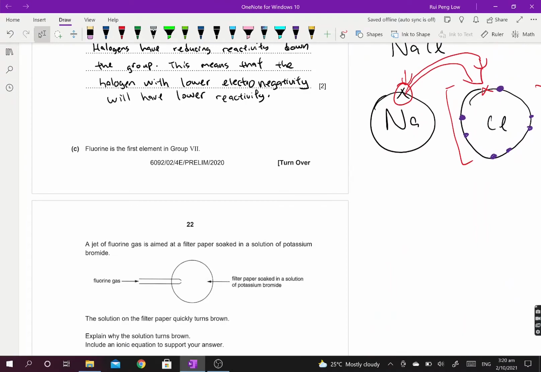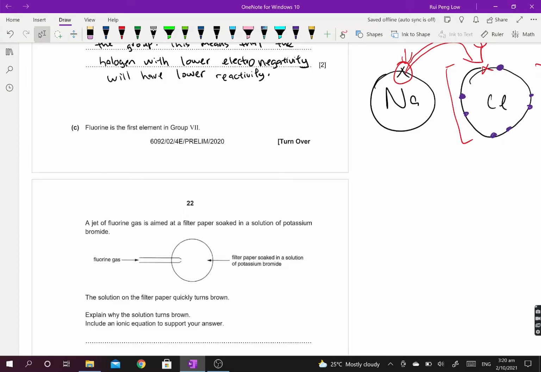Okay, part C. Fluorine is the first element in group 7. A jet of fluorine gas is aimed at filter paper soaked with potassium bromide. So you have potassium bromide here.